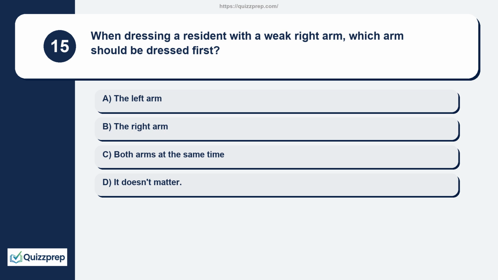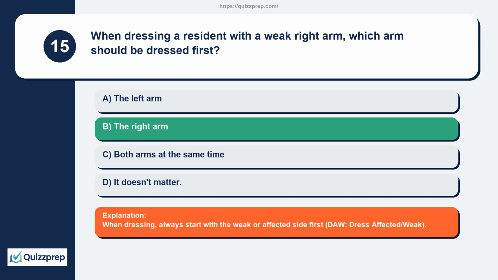Question 15. When dressing a resident with a weak right arm, which arm should be dressed first? The left arm, the right arm, both arms at the same time? It doesn't matter. When dressing, always start with the weak or affected side first. Dress affected/weak.